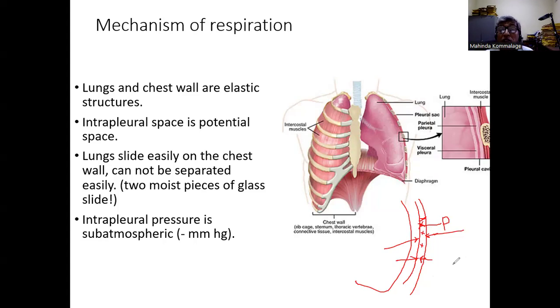Right. So here we have the lung. So this is the lung, and this is the interpleural space where the two layers are. And so outside there we have the chest wall. Here, on this side, we have the chest wall with the muscles and ribs and so on, right?